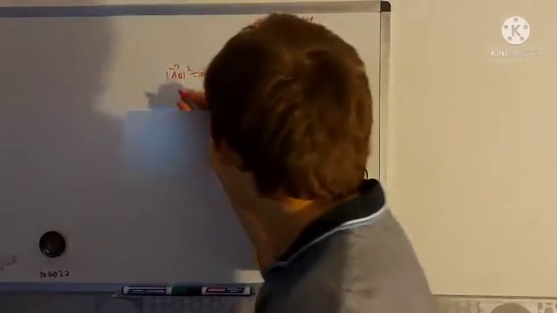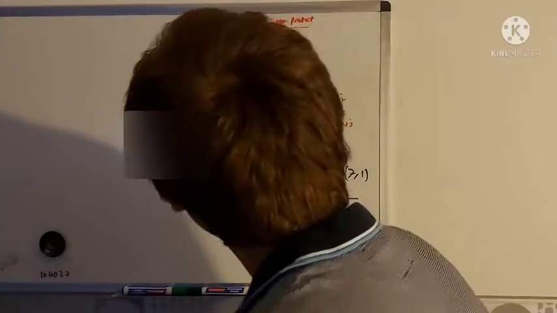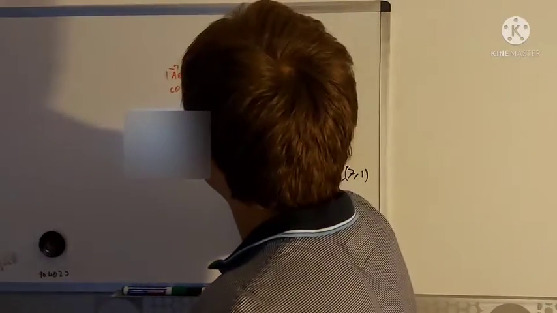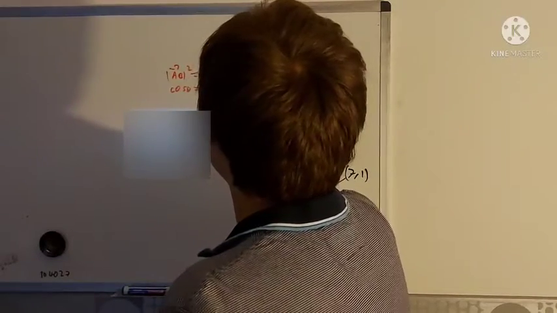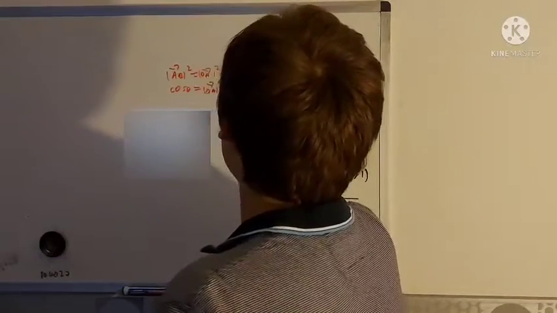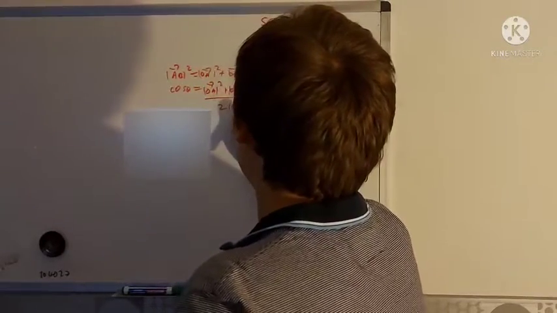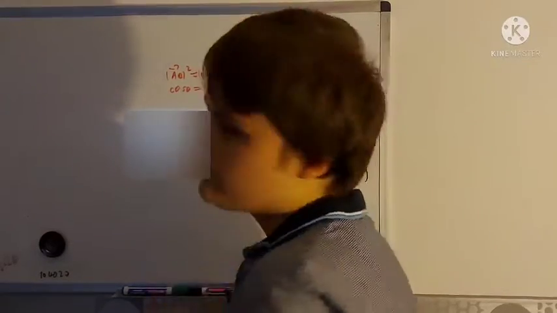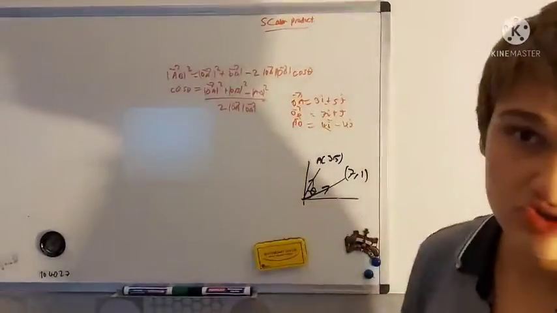So rearrange for cosine. So cosine theta is equal to, rearranging that, we get OA squared plus OB squared, take away AB squared, over 2 times OA times OB. Yeah? Should be getting that. All I need to do now is substitute in.